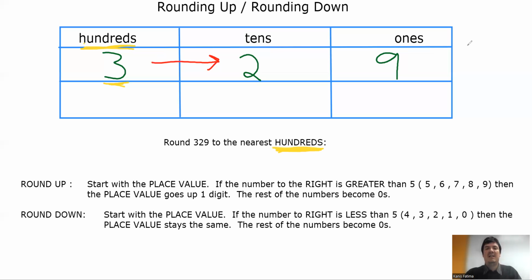Now 2 is less than 5. So all you do is your place value, your 3, stays the same. And again, all the numbers to the right become 0.